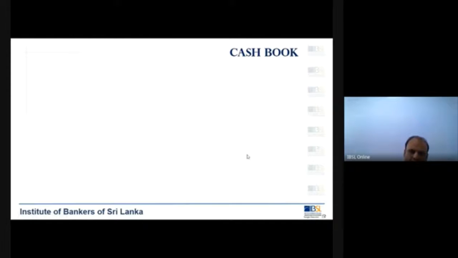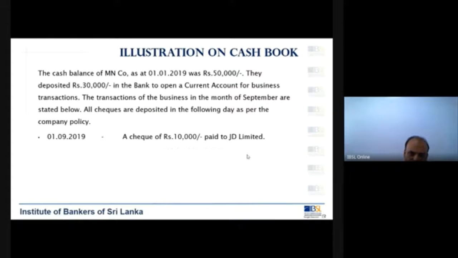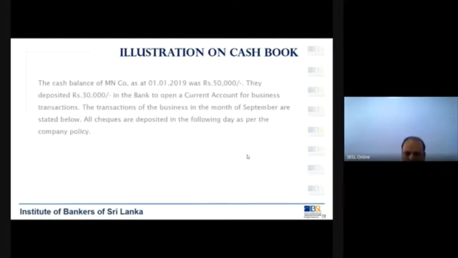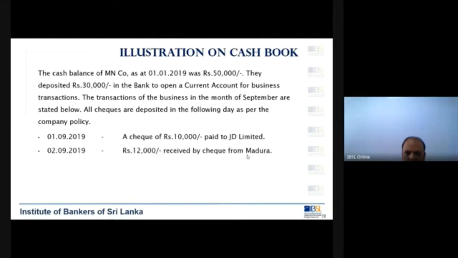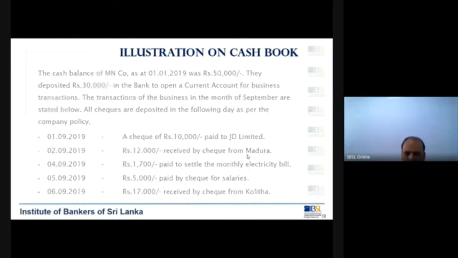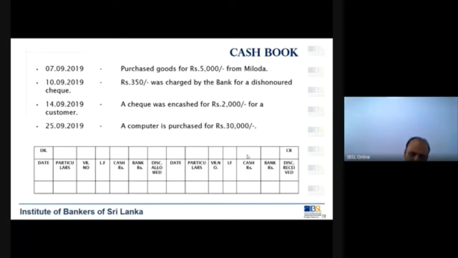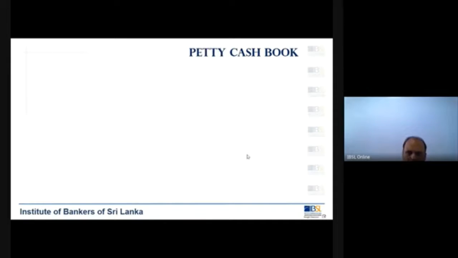So before going into the discount allowed and discount received, we talked about the trade discount and the cash discount, right? The discount allowed and the discount received is generally applicable when it comes to cash discounts. That's why we record it in the cash book, to record the discount allowed or the discount received at the time of the payment. We'll look at examples of how it is done.